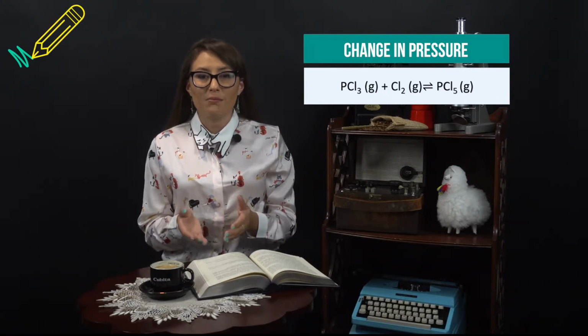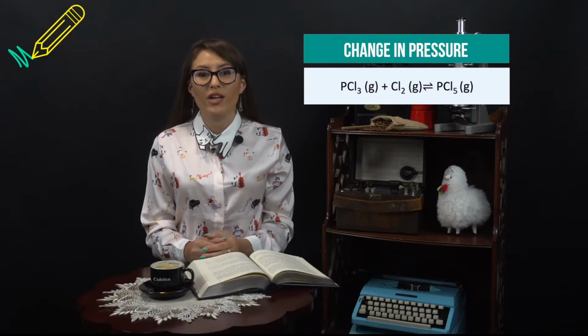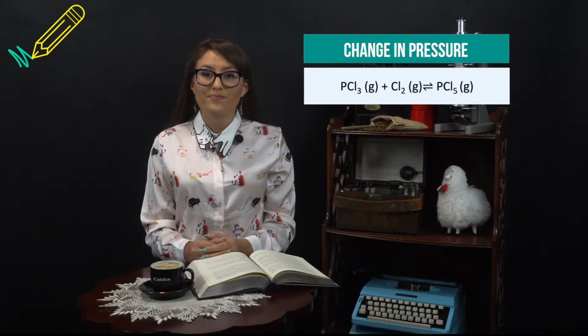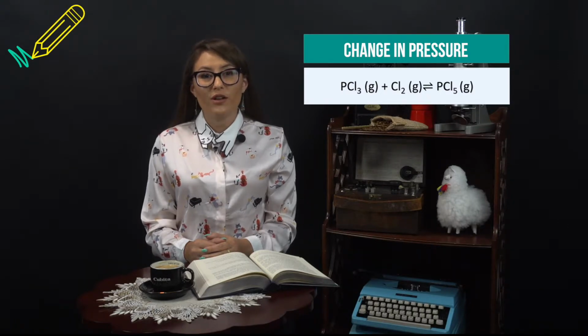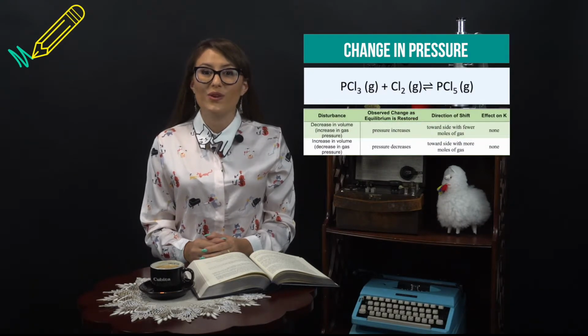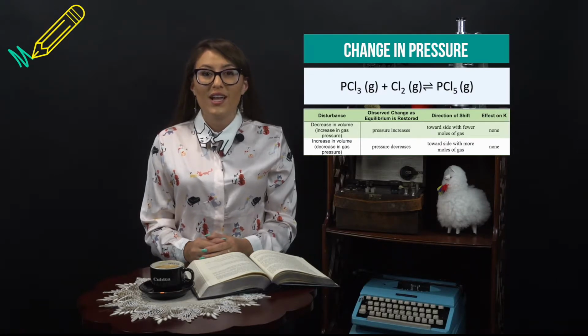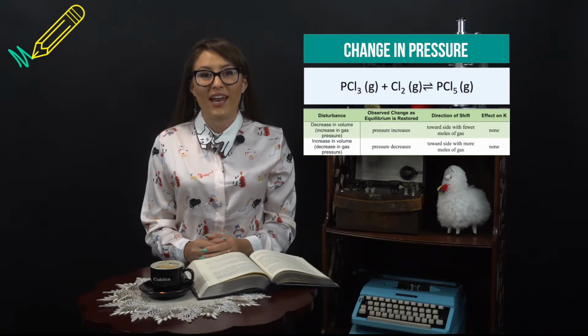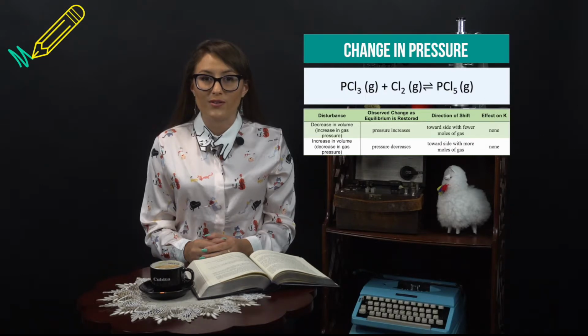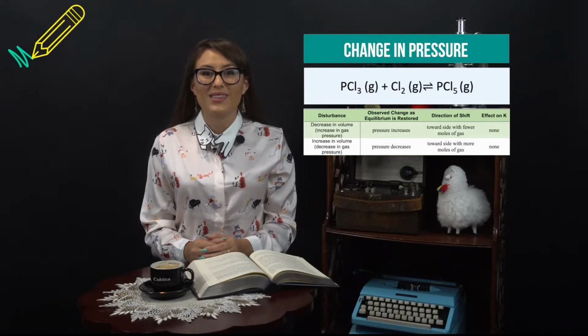A few things to keep in mind is that pressure and volume are inversely proportional to each other. Recall from Boyle's law. If the volume decreases, the pressure increases, so in order for the reaction to reduce, it shifts to the side that has the smallest number of gas molecules. If the volume increases, the pressure decreases, and as a result, the reaction shifts to the side that has the larger amount of gas molecules.